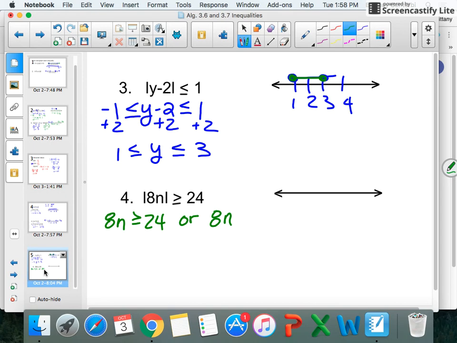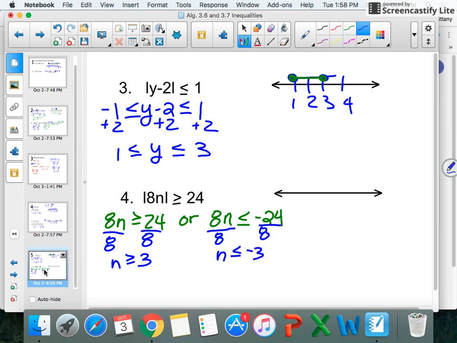And then you have to flip the symbol, so instead of it being greater than or equal to, we're going to make it less than or equal to. And then instead of it being positive 24, we have to make it a negative 24. And then we're just going to solve. So here we are dividing by 8. So you get n is greater than or equal to 3. And again on this side, divide by 8. So then you get n is less than or equal to negative 3.